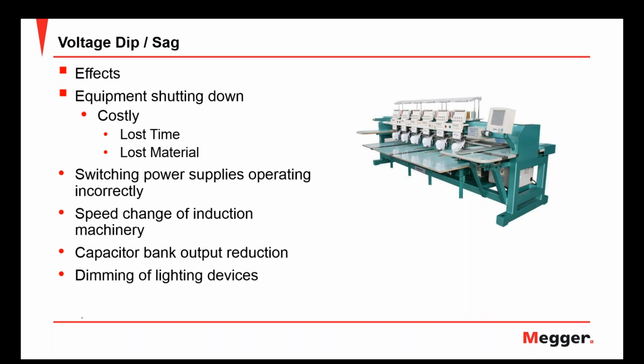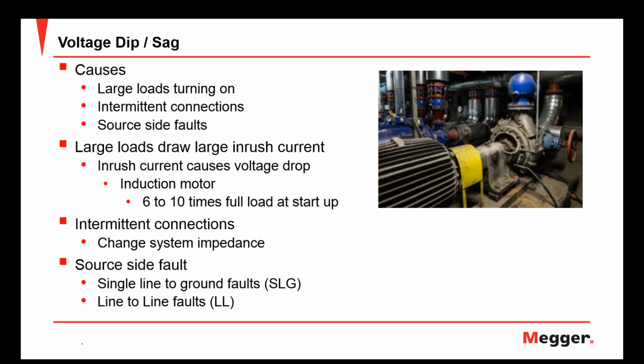If your dip occurs and it has sufficient magnitude and duration that the capacitor starts to discharge, then the voltage that's supplying the equipment will dip down and can trip offline. So this is how it can cause equipment to trip off. It can also cause changes in speed of equipment, and of course, dimming of lights. We see that all the time, with incandescent lights especially being susceptible to this.